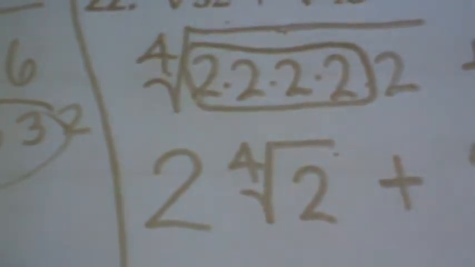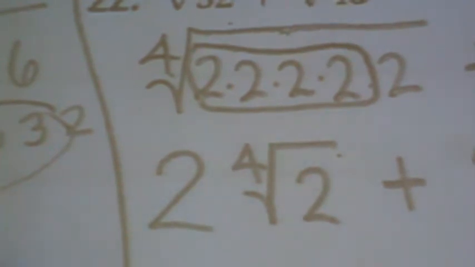Why can't I add them? Because the radicals, the index... I can't write 4th root of 5? No. Why? Because you can't add those. They're not the same. They're not the same. Good job.